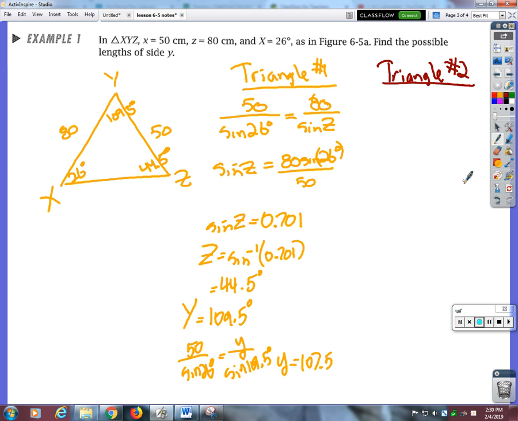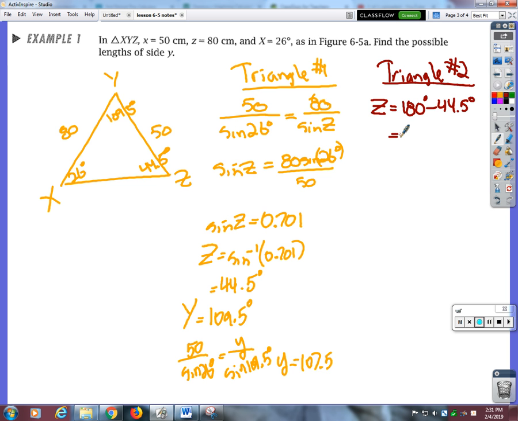Here's how you find the second triangle. Are you ready? The first angle that we found on this one was angle Z. Okay? And we got 44.5 degrees. Our new angle Z for the second triangle could be 180 minus 44.5 degrees. So whatever angle you find first, subtract that from 180, and that will tell you what that angle could be on your new triangle.